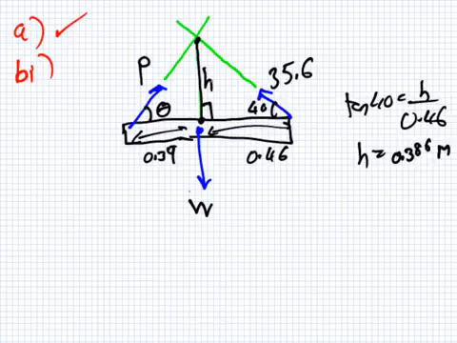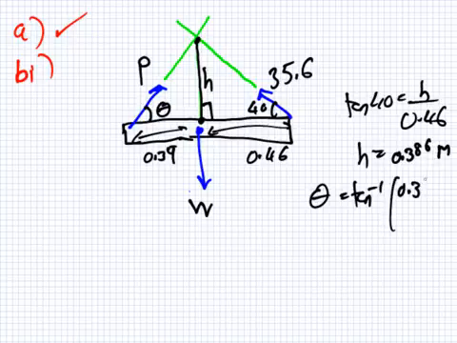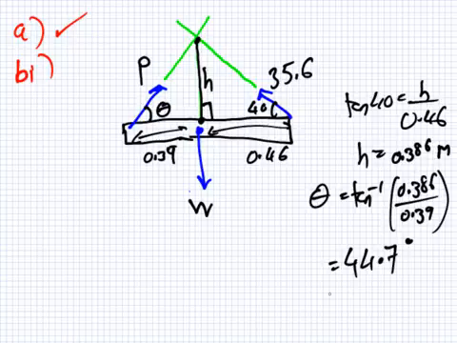Now look, if I know these two, then I know the angle here, don't I? So I can say theta is tan inverse 0.386 over 0.39. So that's 44.7 degrees. Yeah? Okay.